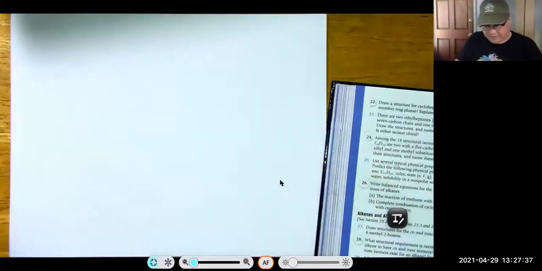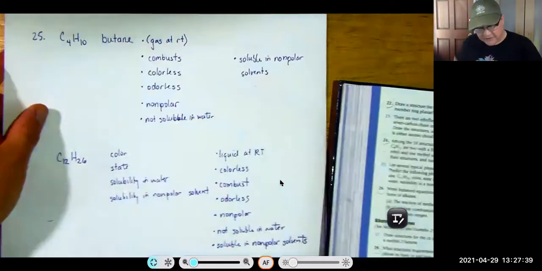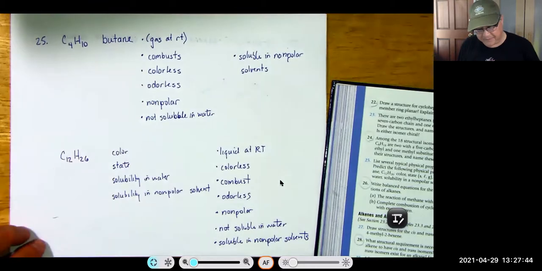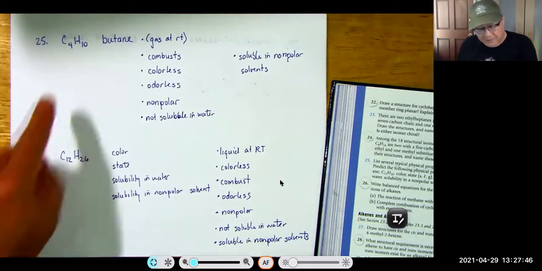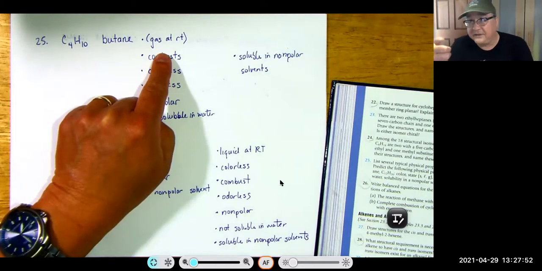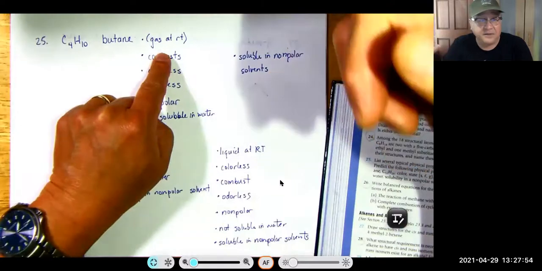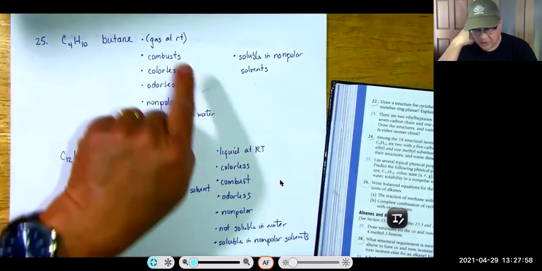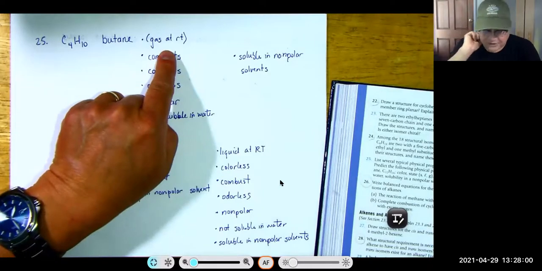So for number 25, they asked us to give some properties of butane, which is an alkane. It's a gas at room temperature, because when we use a butane lighter, you press on the little red button and out comes a gas, not a liquid. The reason it's a liquid inside the container is because it's under high pressure.